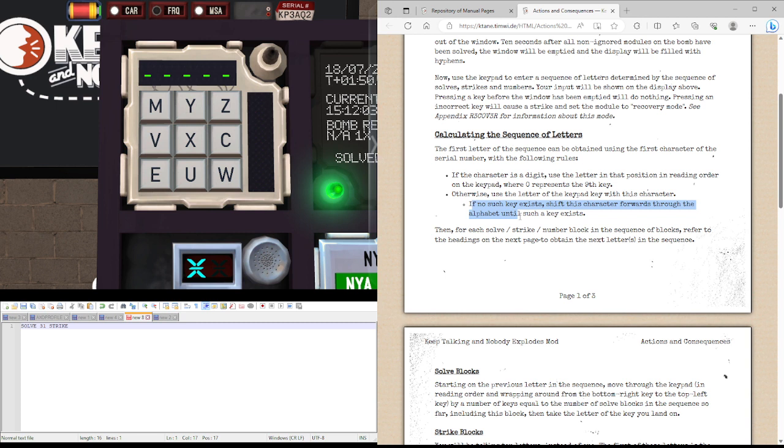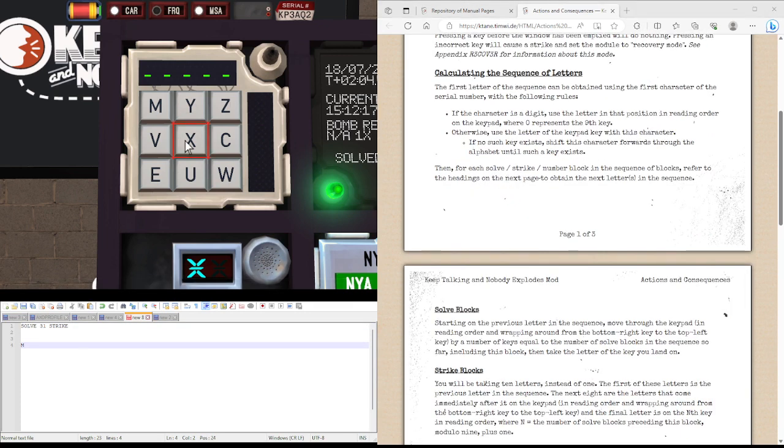Okay, we're shifting by 1 each time until we get to a key that exists. So K, no, L, no. So we're going to be starting on M. That's our first one.